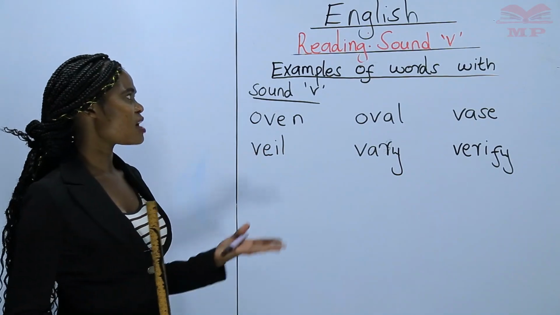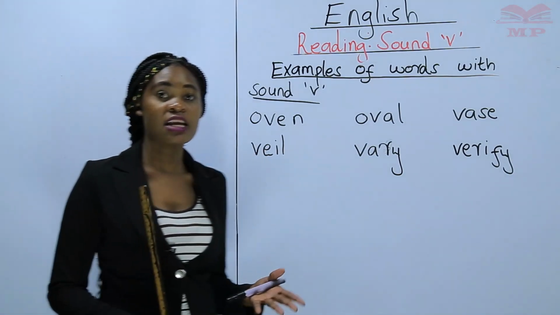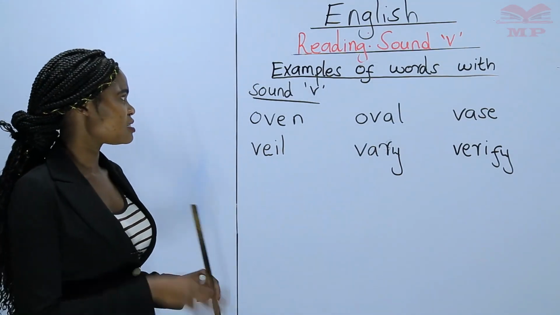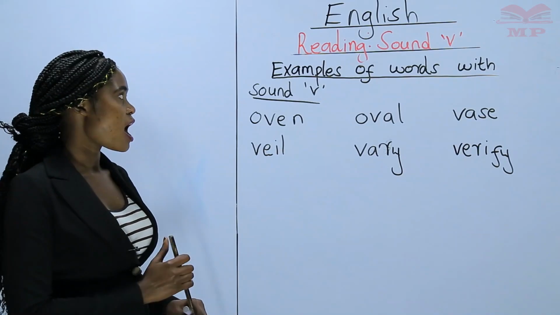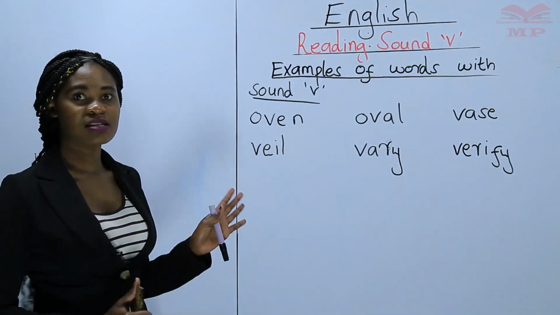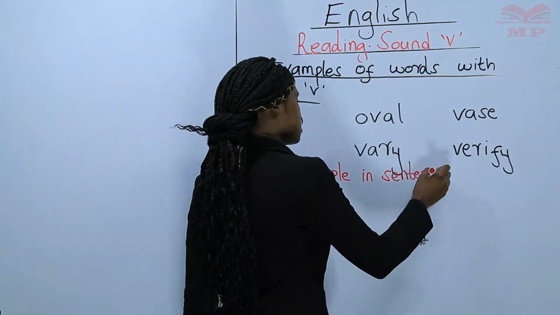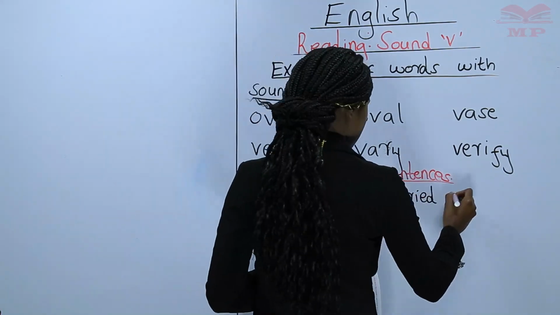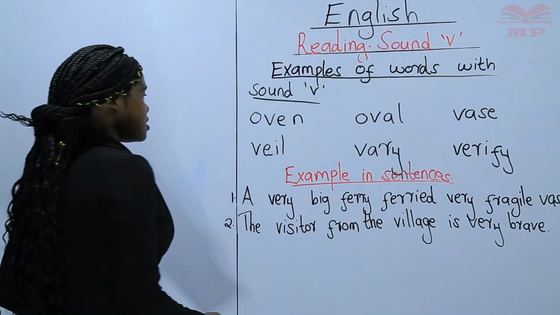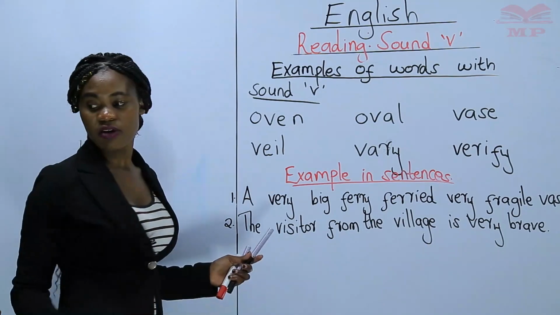Now you can have as more words as possible. There are still many words that have sound V. These are just some of the words. We are still adding on what we had learned in the previous lesson. So let's see examples in sentences. How you can read words with sound V in a sentence. Going to have two sentences. So let's practice reading these sentences, and the sentences have words that have sound V.